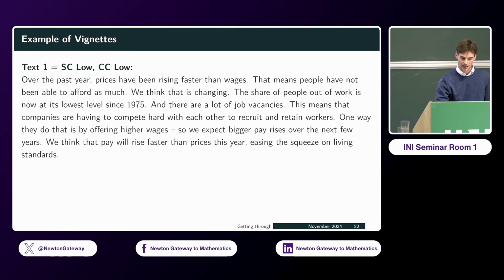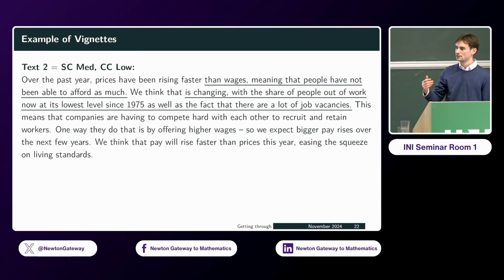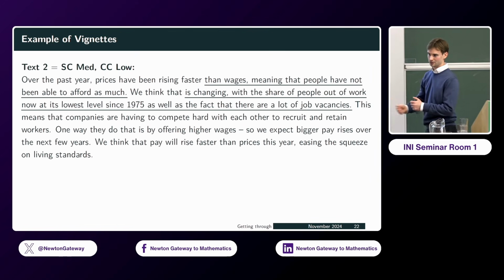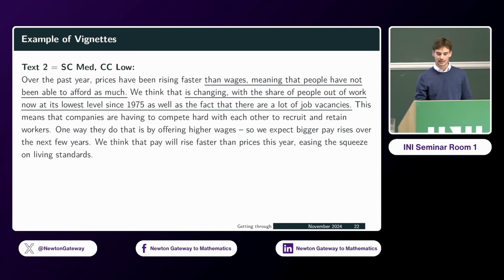Right, let's just focus on that. So we tweak that from the semantic complexity dimension, so average word and sentence length. We change that to something like, over the past year, prices have been rising faster than wages, meaning that people have not been out of work. We think that is changing with the share of etc.